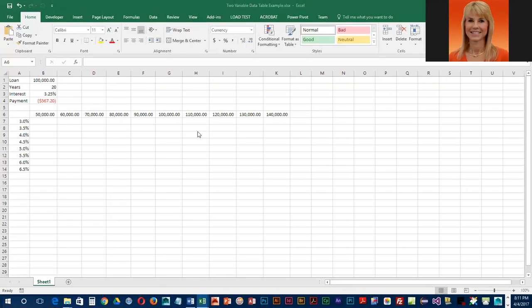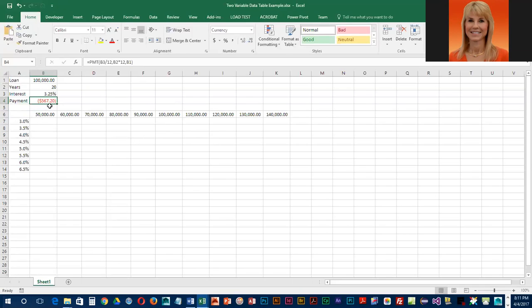Before we get into creating that two variable data table that is in the chapter, I'm going to show you a little simpler one, because the one in the chapter is kind of complicated and it doesn't need to be that complicated. Okay, what I've set up here is a payment calculation, where we've got a loan, a number of years and an interest rate.